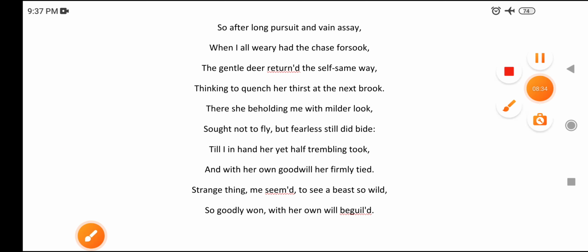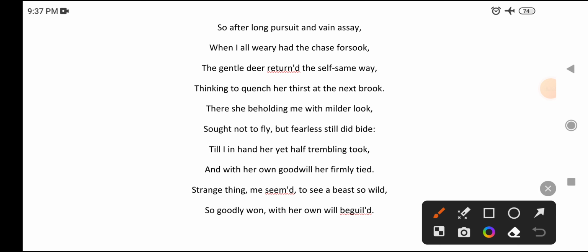And the poet claims how long did she stand there, sought not to fly, till she did not flee, "till I in hand her yet, half trembling took." I took her in my hand, that was half trembling. So at the same time it shows that she was trembling, she was nervous to come into the embrace of the poet or accept the love of the poet.